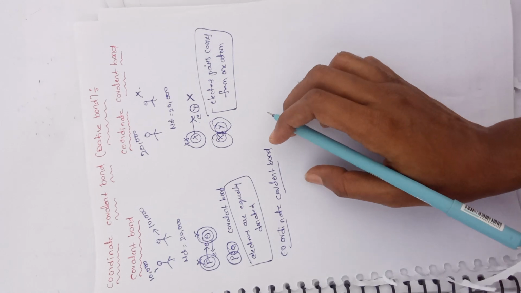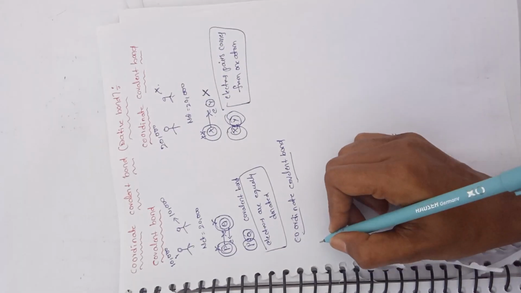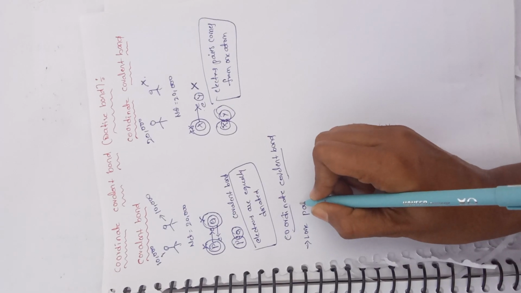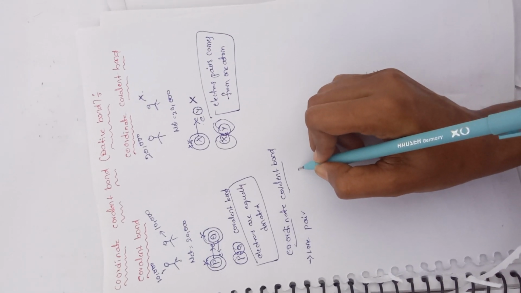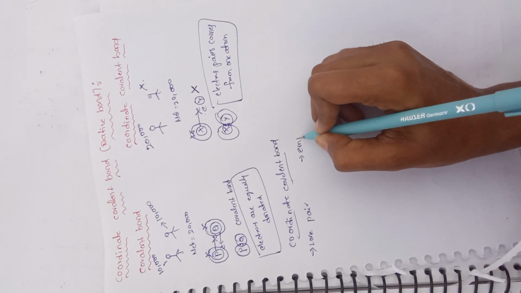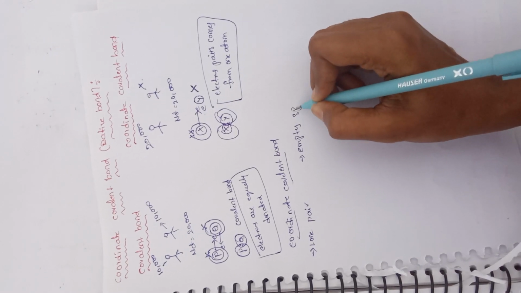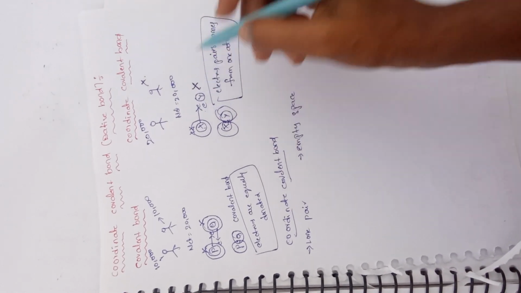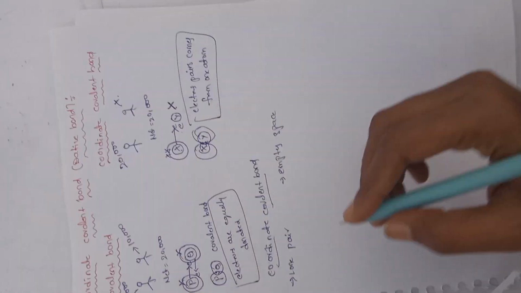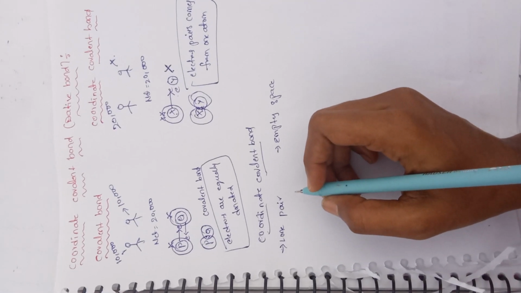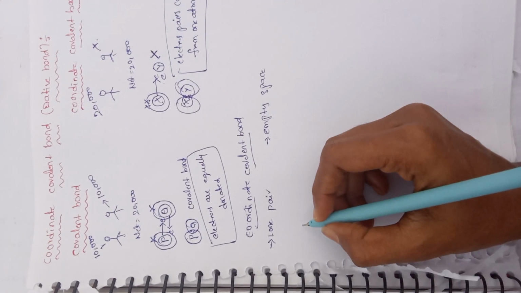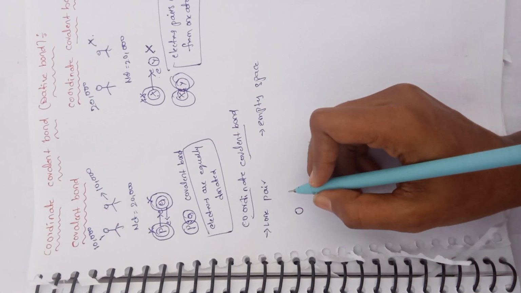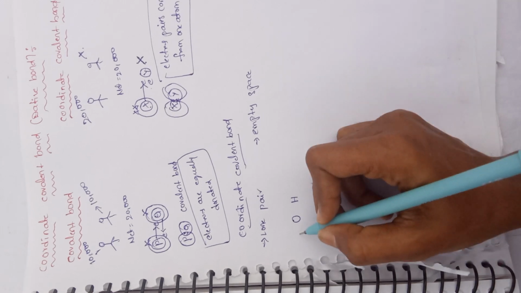You take one lone pair and another is empty space. Just take empty space. That means one is a lone pair and this is one empty space. Now you have to take one molecule, that is the H2O water molecule, O H H.